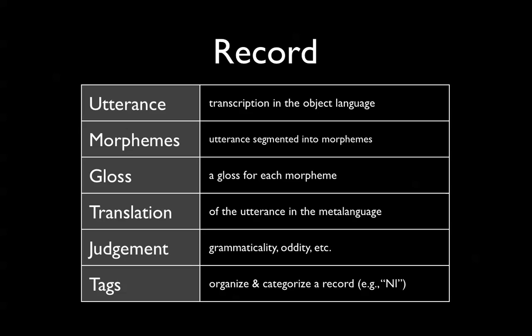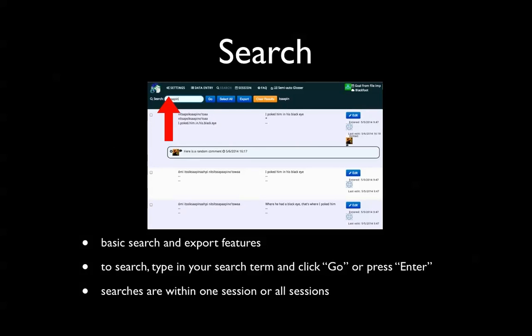Tags can be used to organize and categorize records. For example, by tagging records that contain an incorporated noun as NI, we can search for this tag later and get a set of relevant records.